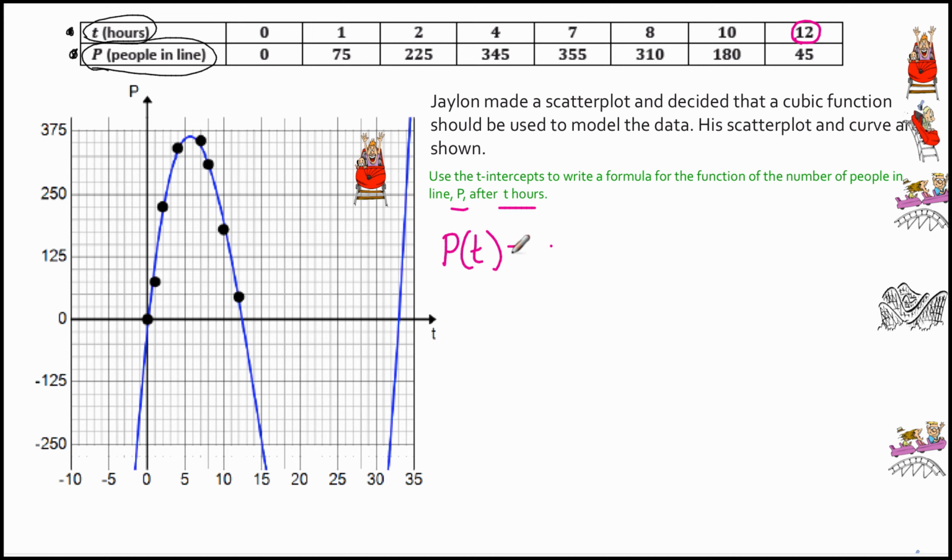And now this is very important to realize because the population depends on the time. We found one of our roots to be 0, and that's represented by x. We found our other root right here to be about 12. So that's represented by x minus 12. We found this one to be 33, so that's represented by x minus 33.